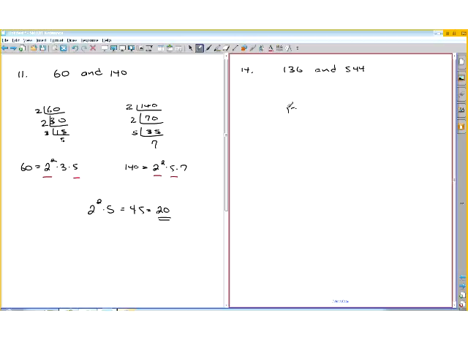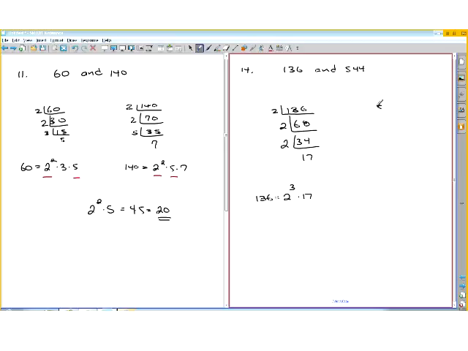Okay, same thing. Take each one, do prime factorization. So we divide by 2, and that gives us 68. Again, you can use your calculator. I'm just doing it in my head, so I don't have to use my calculator. Okay, 68 divided by 2 is 34. 34 divided by 2 is 17. 17 is a prime number. So 136 is 2 times 2 times 2, which is 2 cubed times 17, which is a prime number.